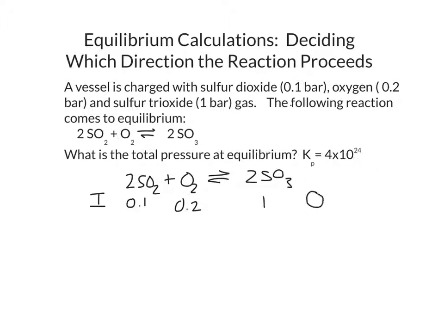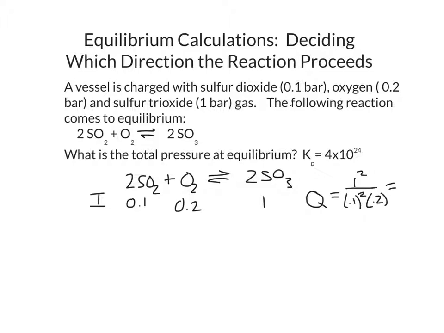Q is, remember, the reaction quotient when we're not at equilibrium. And so at these initial conditions, we suspect that we're not at equilibrium. To calculate Q, we need the pressure of SO3 squared divided by the pressure of oxygen divided by the pressure of SO2 squared. And so my Q value is going to be 1 squared divided by 0.1 squared divided by 0.2.